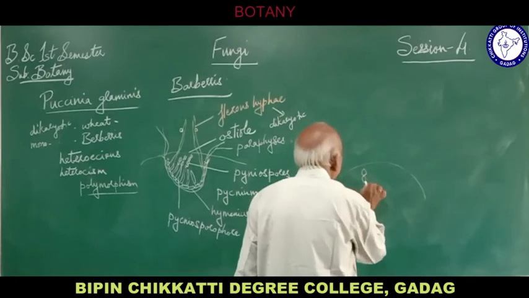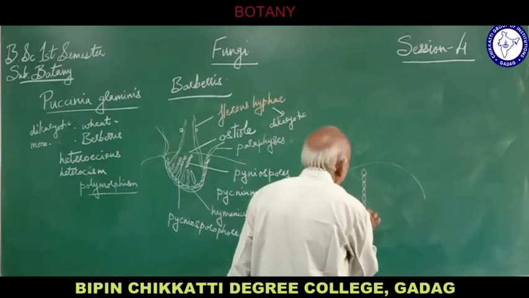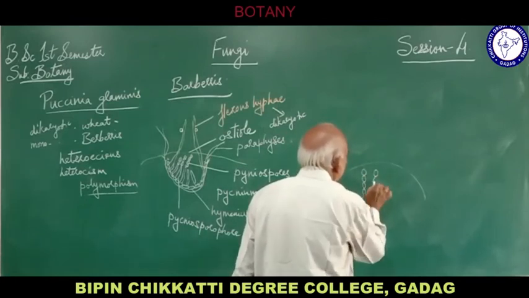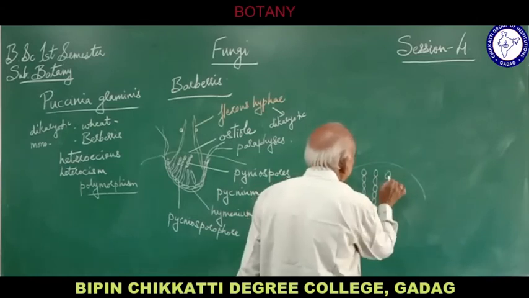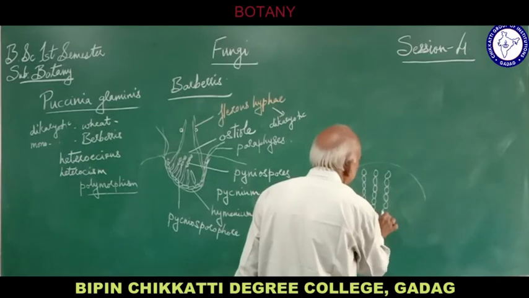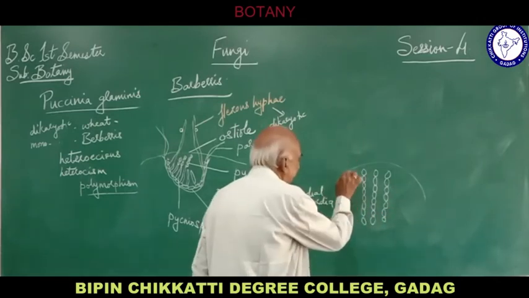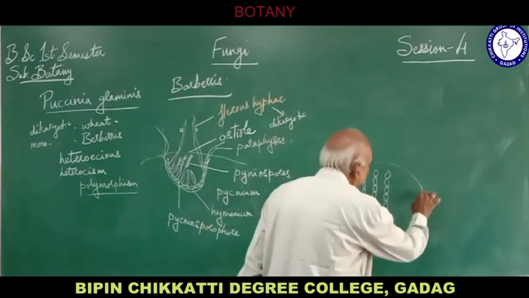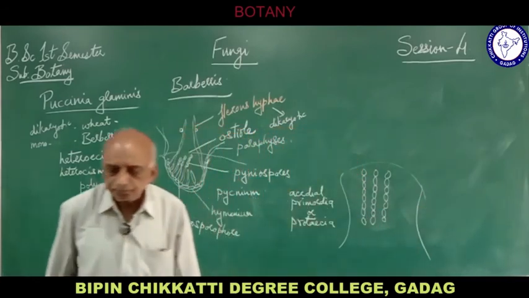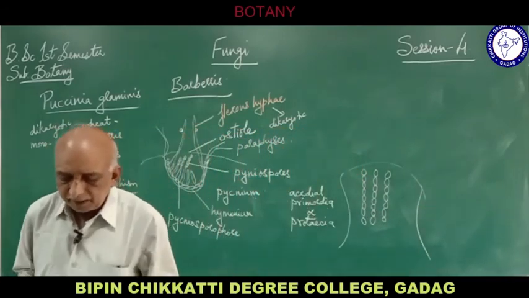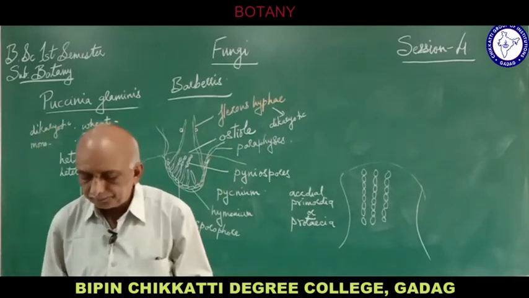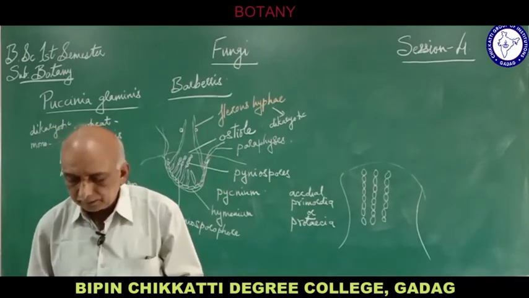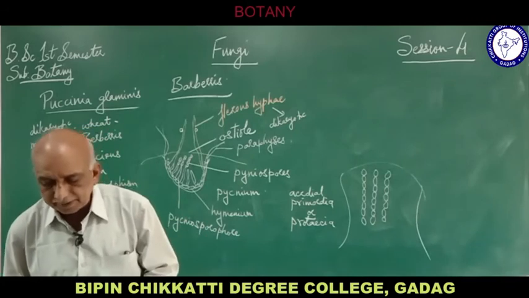So vertically elongated cells are produced like this. Certain cells are also produced on either side. These vertically elongated cells, which grow downwards in the stromatic layer, are called the hymenium.